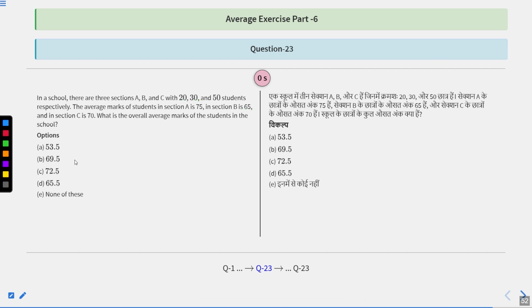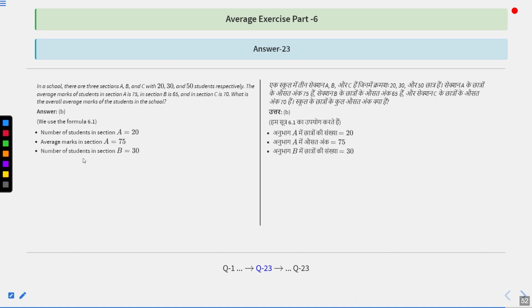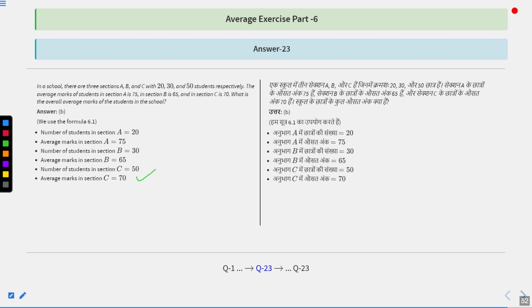Now time's up. Let's see the solution. We use formula 6.1. So the number of students in section A is 20. The average mark of the students in section A is 75, given in the question. Same way, the number of students in section B is 30 and the average mark in section B is 65. Same way, the number of students in section C is 50 and the average mark is 70.